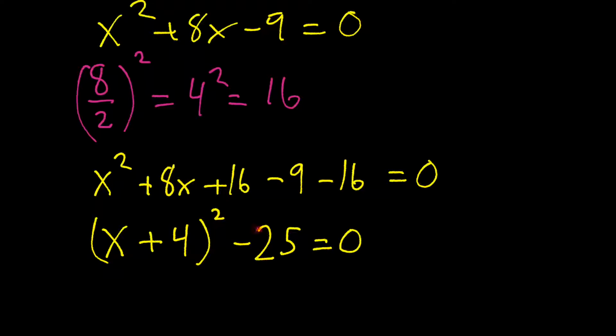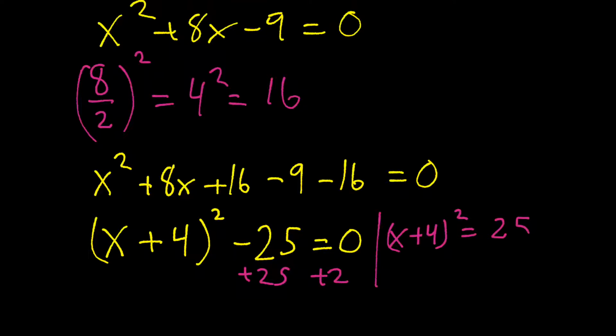So we need to move our negative 25 over to the other side. So we'll add 25 to both sides. And I'm going to start writing over here because I'm running out of room. I get x plus 4 quantity squared equals positive 25. Take our square root, and since 25 is a perfect square, that's why I started off with this problem, this becomes plus or minus 5. So I have x plus 4 equals plus or minus 5.